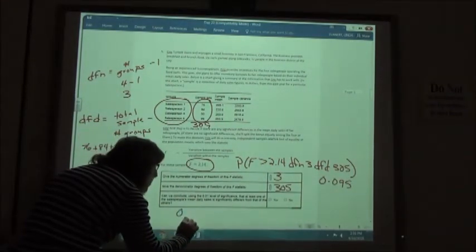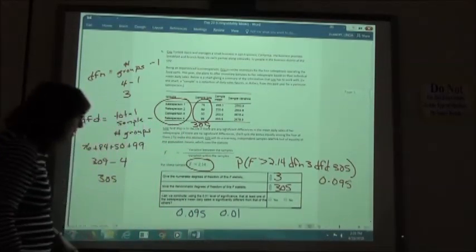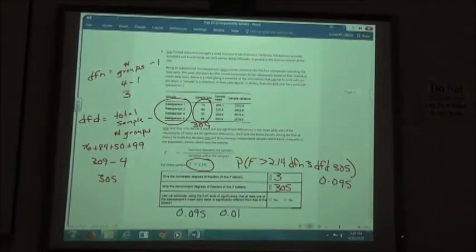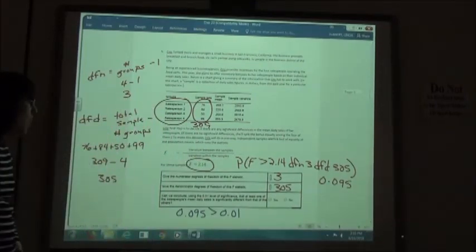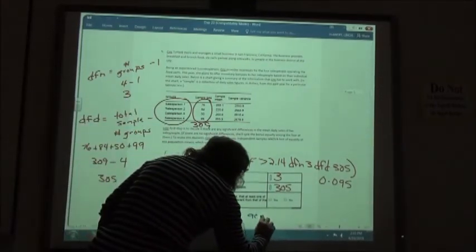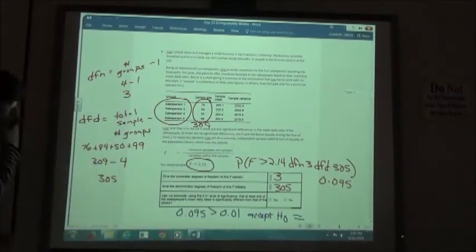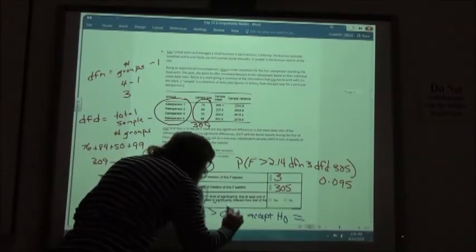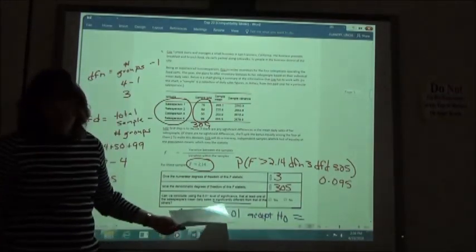So now we can use that to determine if that works with our level of significance. I have 0.095 and I'm comparing it to 0.01. 0.095 is greater than 0.01. That means we have to accept the null, and the null says that they're equal. So it says, can we conclude using the 0.01 level of significance that at least one of the salespeople is significantly different? We have to accept that they're all equal. That means we can't say they're different.